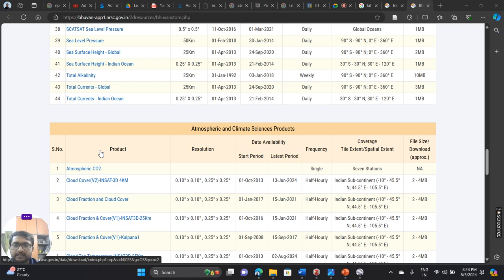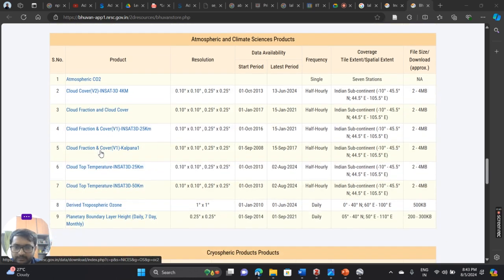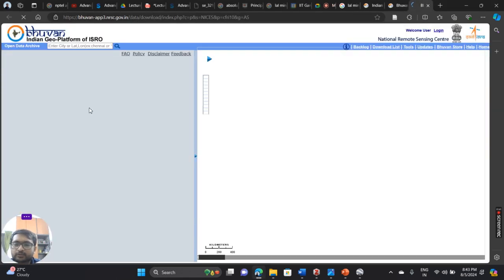Then the fourth one is on atmospheric and climate science products. So these are climate variables like CO2 present in the atmosphere, cloud cover, how much cloud fraction is there over a particular area. So we'll just go and see this, cloud fraction.